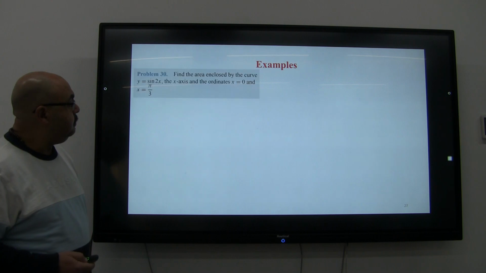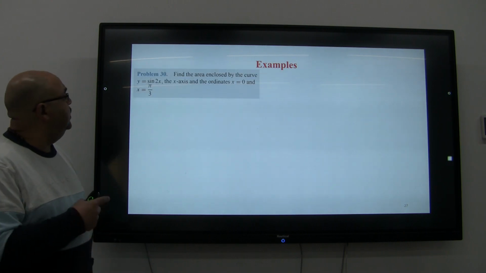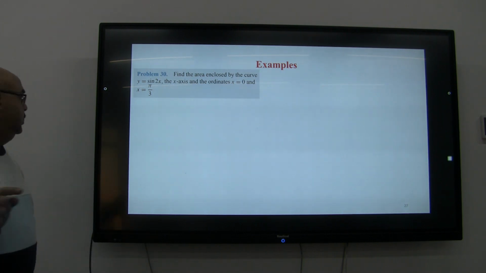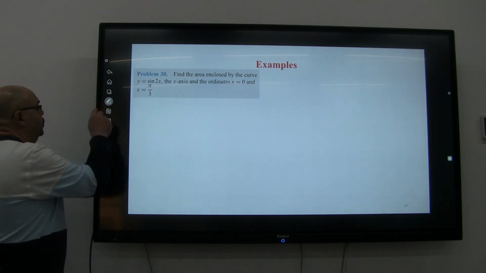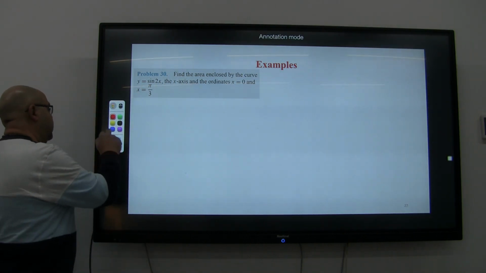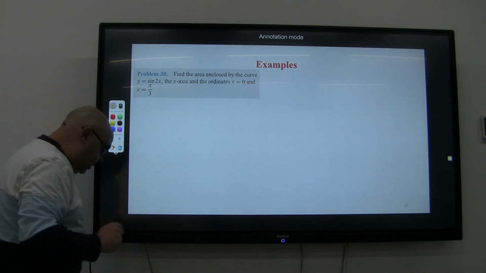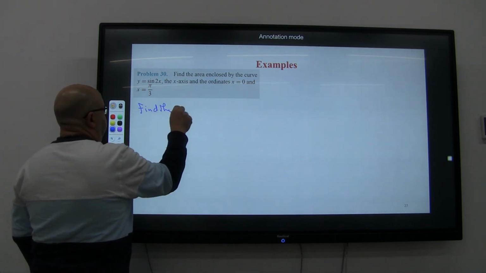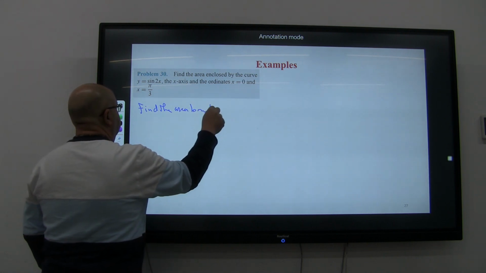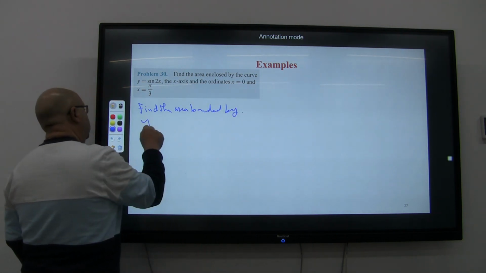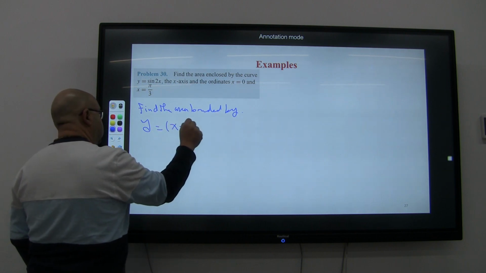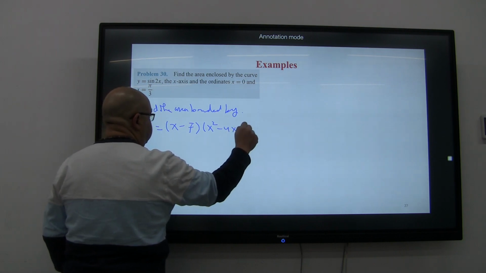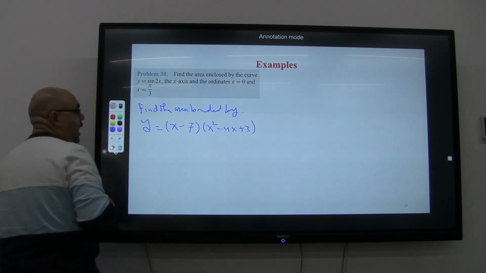Okay, let's go through this problem also, but before going to this one, I would like to give you this problem, which is also very similar to the previous one, but it could be given like this. Find the area bounded by y equal to x minus 7 and x squared minus 4x, let's say block 3, at the x-axis.